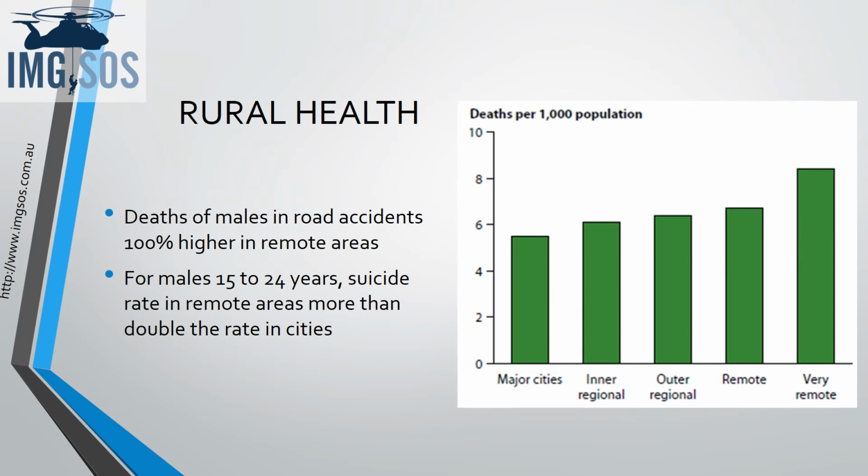If you're looking at deaths per 1,000 population, you can see on this graph how the deaths per 1,000 population increases in regards to remoteness. More people die the further out you are. Even though the population is much smaller, the death per 1,000 is much higher. Deaths of males in road accidents is 100% higher in remote areas. For young men, suicide rates in remote areas are double the rate in cities. So this is a significant issue, and this is just two factors that I've pulled out. The rates in all areas are significantly higher.